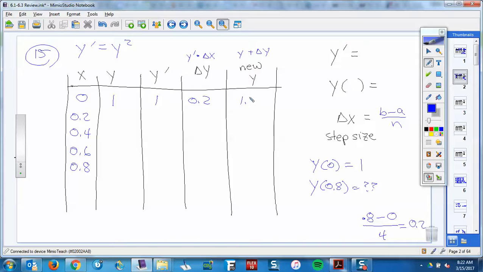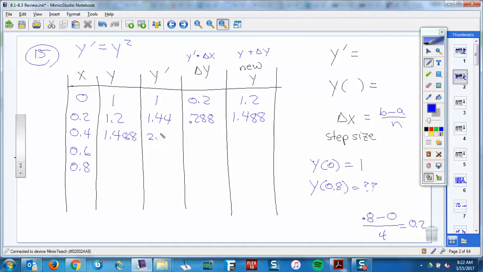So 1.2. Okay, 1.2 is right here. So what's the y prime? 1.2 squared, so that's 1.44. And now 1.44 times 0.2 is 0.288. The new y is 1.2 plus that, so what's that? 1.488. Okay, and then this is 1.488, and then we take that and square it.